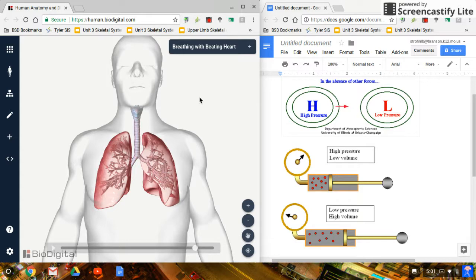So that is a little overview on how pressure gradients and Boyle's law allow you to ventilate air.